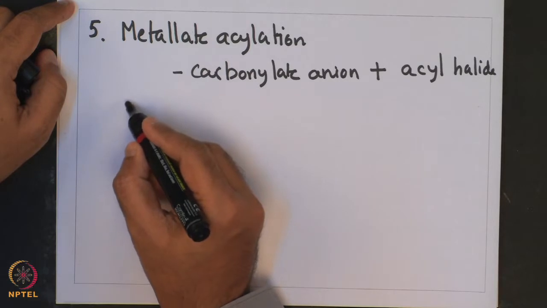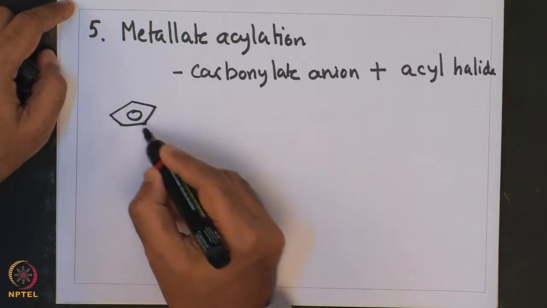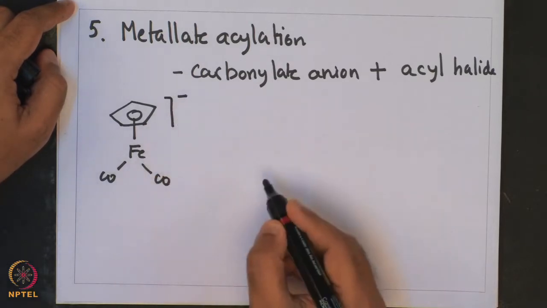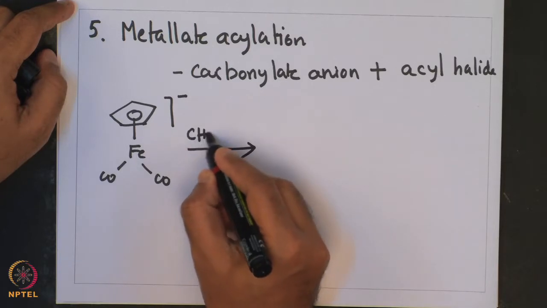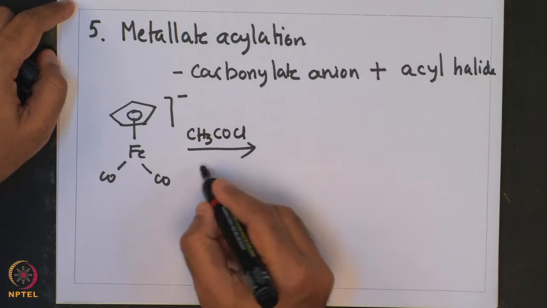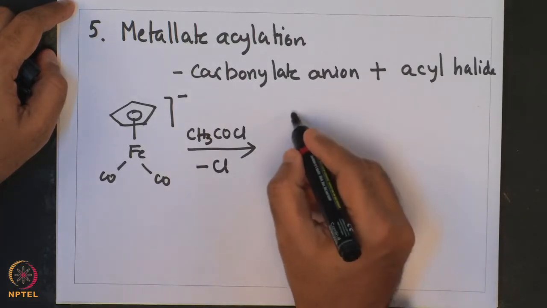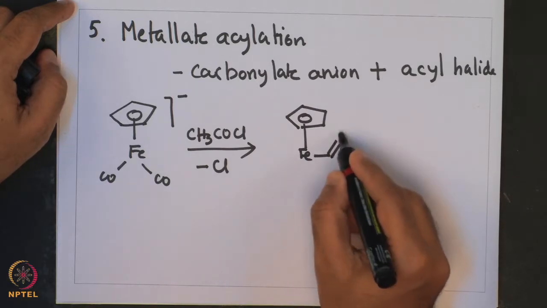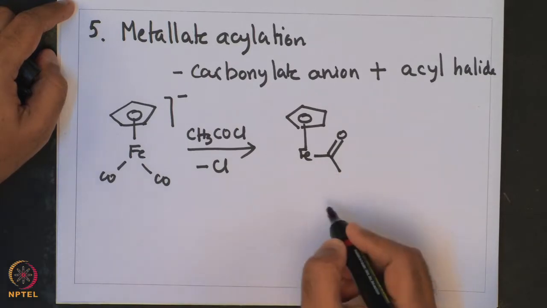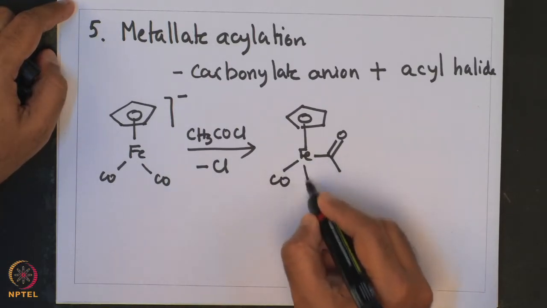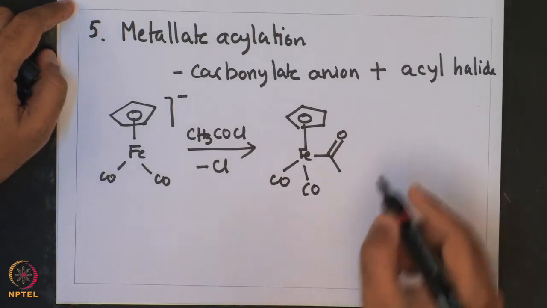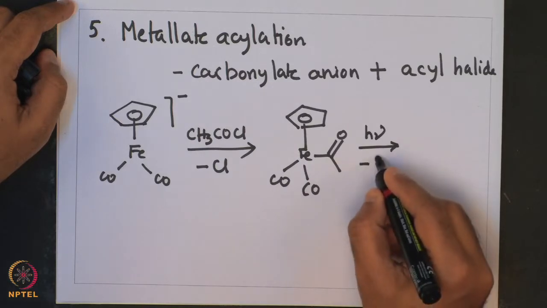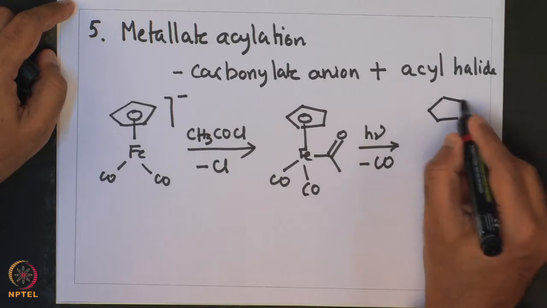I will illustrate this with the following iron metallate complex, reacting with CH3COCl, giving minus chloride, giving this Fe(CO) acyl moiety, iron cyclopentadienyl dicarbonyl acyl, which in presence of light eliminates the CO to form the iron methyl complex.